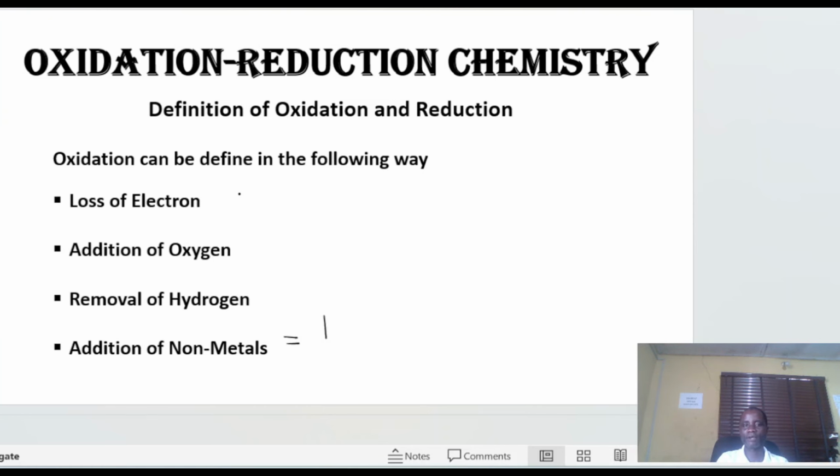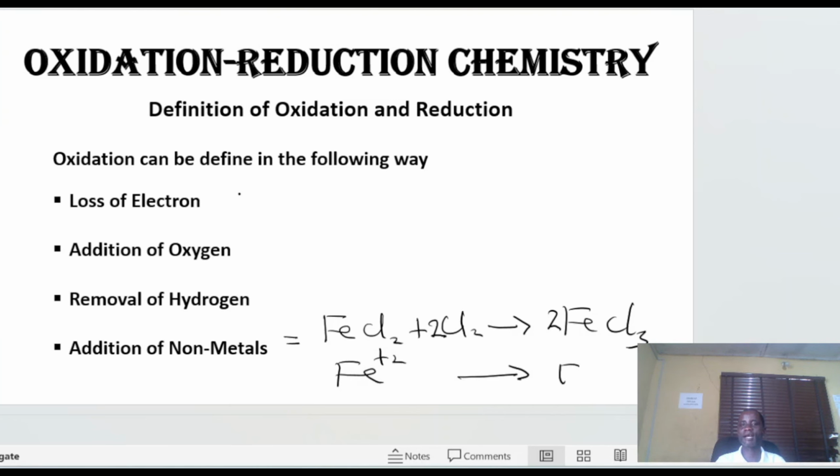So when you have iron 2 chloride plus chlorine gas, it will give you iron 3 chloride. Balance the equation, then you have 2 here. This is also a definition of oxidation because here the oxidation number of iron, which is iron 2+, has increased to iron 3+. This is also what we call oxidation.